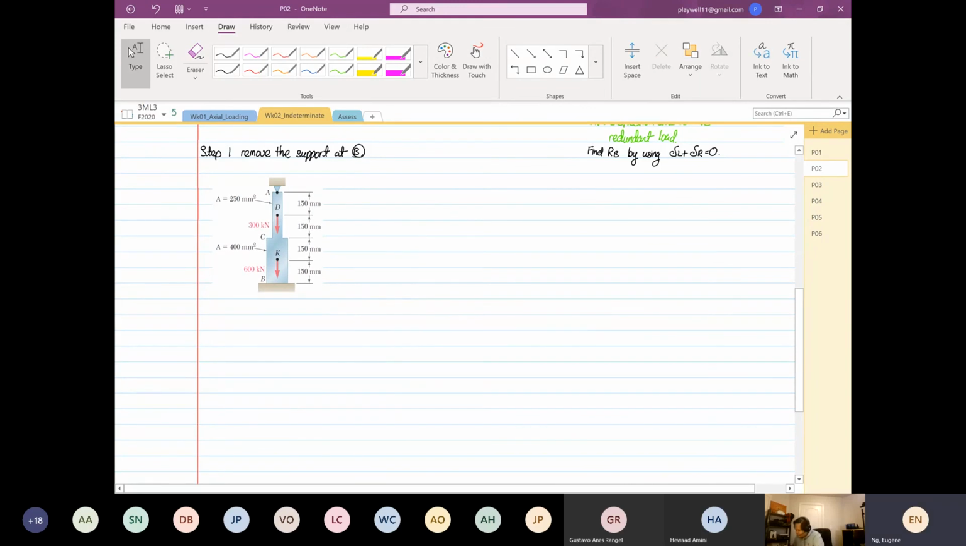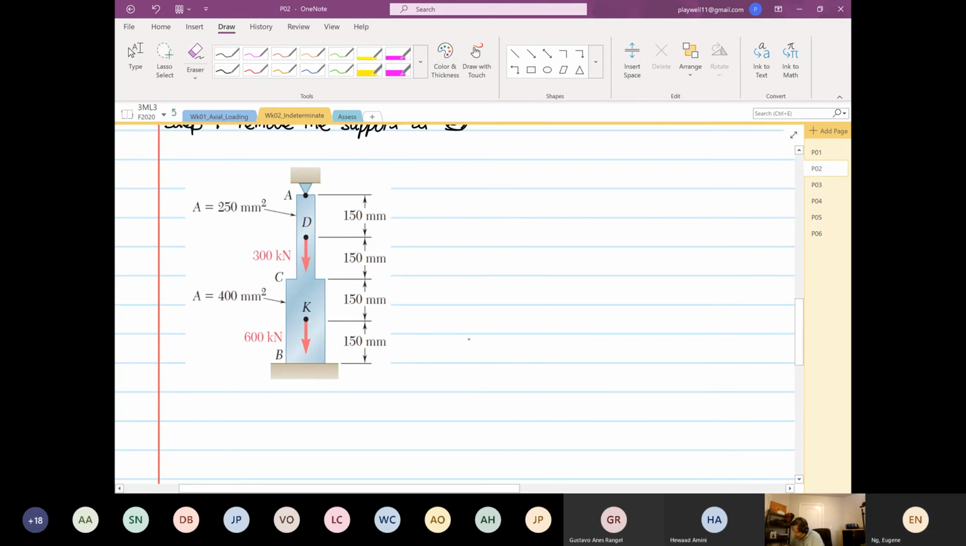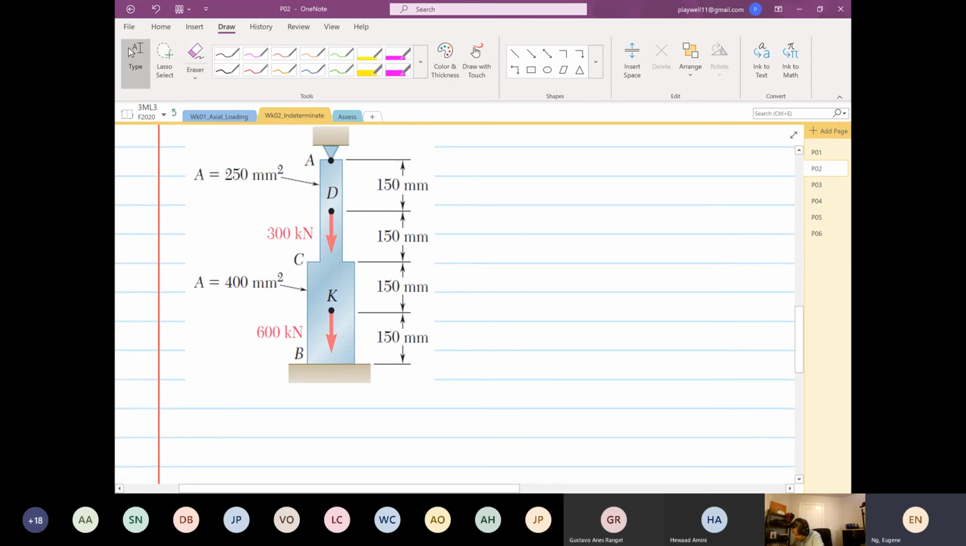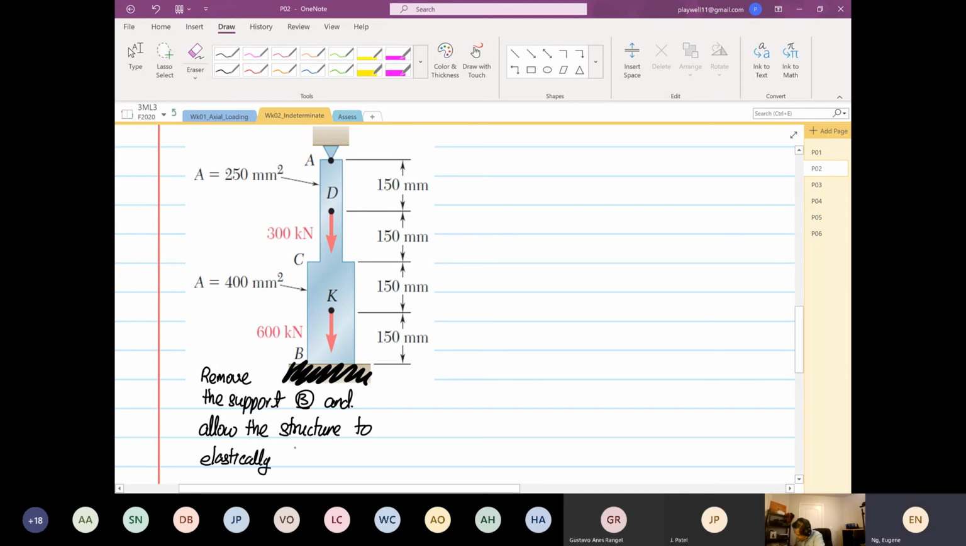So the first thing we will do, so I can make the figure a bit bigger, is we are going to deliberately remove the support at B and allow the structure to elastically deform.